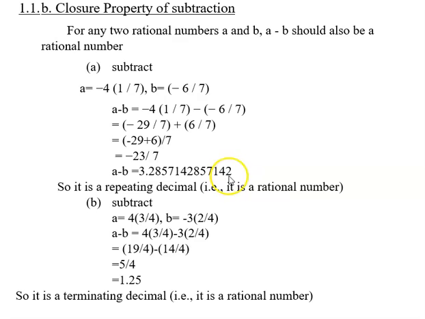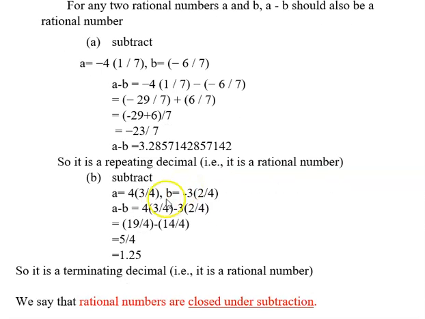142857142. That is, the decimal repeats. So it's a repeating decimal, so a minus b is also a rational number. So next example, I am taking a as 4 3/4 and b as negative 3 2/4.